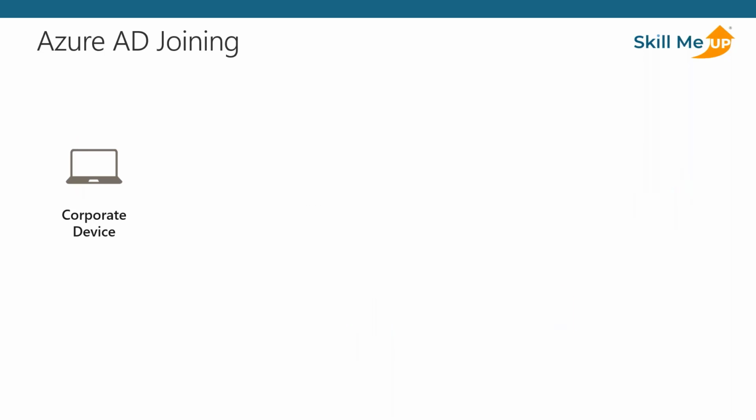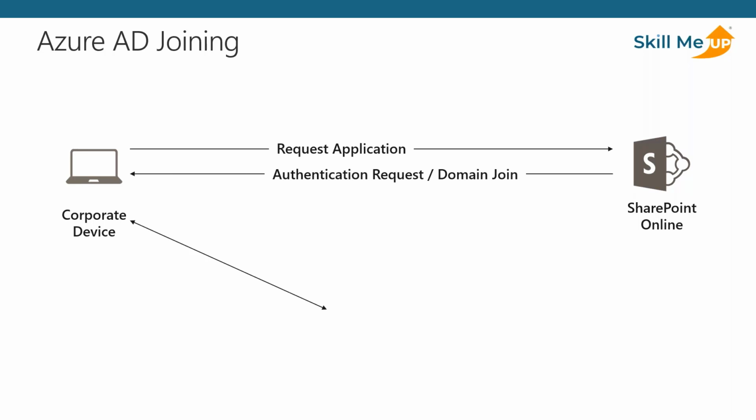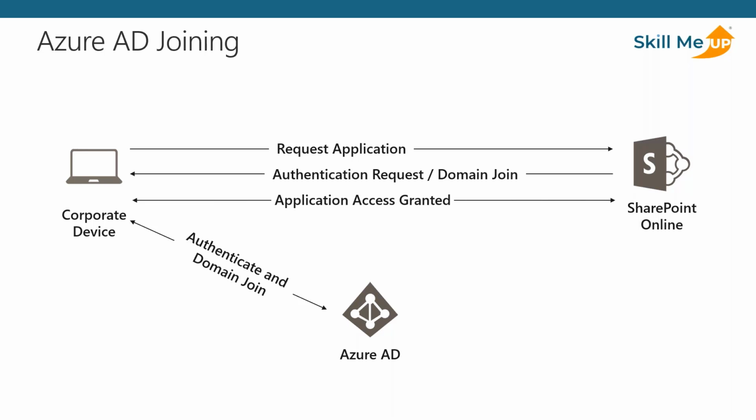Now, of course, if you want to do the Azure AD joined, we have the corporate device, we have SharePoint, we repeat the same process. So we try to access SharePoint Online. The authentication process is then sent, and a domain join requirement is then issued. The corporate device is then authenticated and then joined. You'll see it goes backwards and forwards between Azure AD, and then application is then granted. They can register the devices directly to Azure AD.